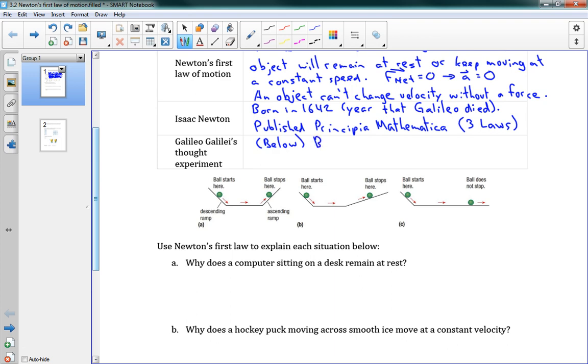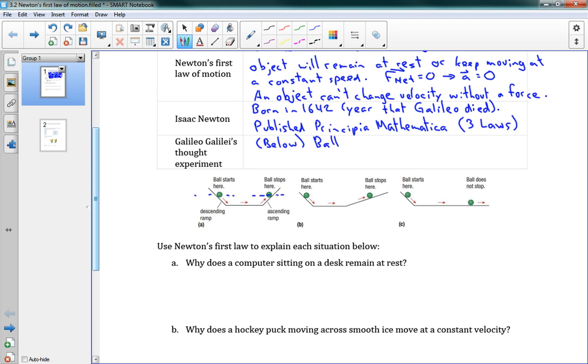The idea is that we take a ball. Take a look here. We've got our ball, and we let it roll down a ramp. And then it goes along a horizontal plane and back up another ramp. And what he found is when he did this, the ball would roll back up to the exact same height that it was before.